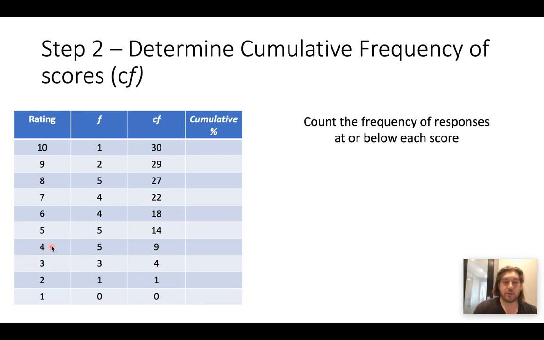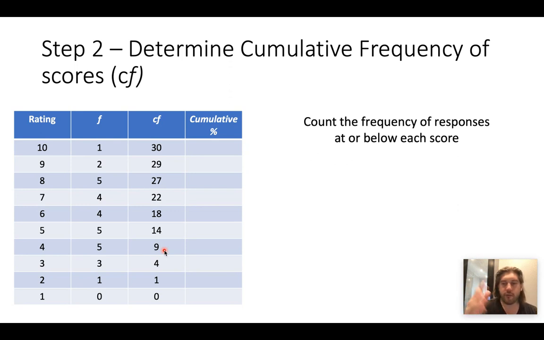We move up the table to the score 4. There were 5 students rated as a 4. We want to know how many students were rated as a 4 or below. So we go 5 plus 3 plus 1 plus 0, which tells me there were 9 students who were rated as a 4 or below.